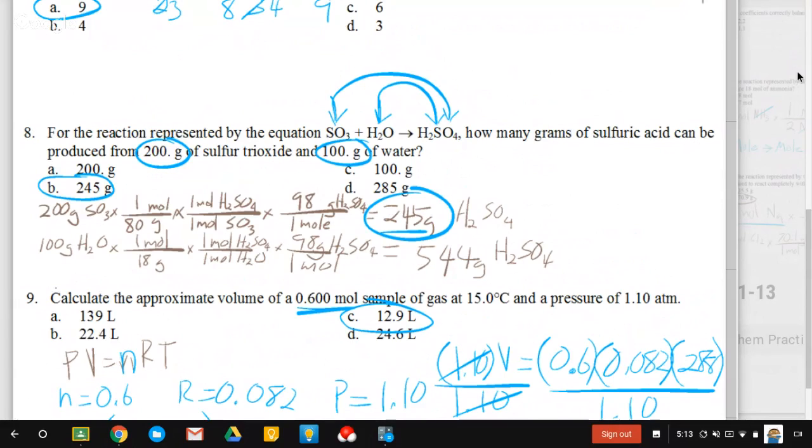You can see in the bottom with 100 grams of H2O, I also converted that to H2SO4 because what you're doing in this problem is you are looking for which one's the limiting reactant. And the limiting reactant is defined by which one is less, basically which one makes less of the product, which one is going to make less H2SO4 because that's the amount you're going to make. You're not going to make 544 grams of H2SO4. You would need a lot more SO3 to do that. So you're limited by the SO3. You would only make 245 grams of H2SO4.